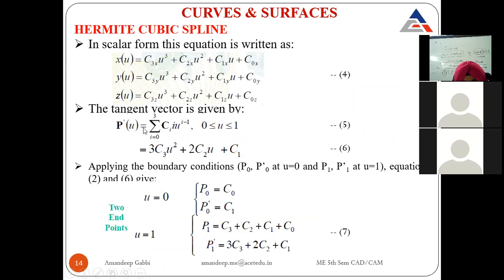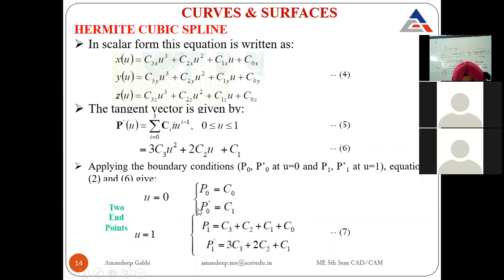Similarly, P naught dash in this equation, if you put u equal to 0, this becomes 0, this becomes 0. Now C1. Now P naught dash is equal to C1. Similarly, if you put u equal to 1 in this equation, P1 dash, you put 1 instead of u, this will become 3C3 and 2C2 plus C1. 3C3, 2C2 plus C1, this will become the second term.